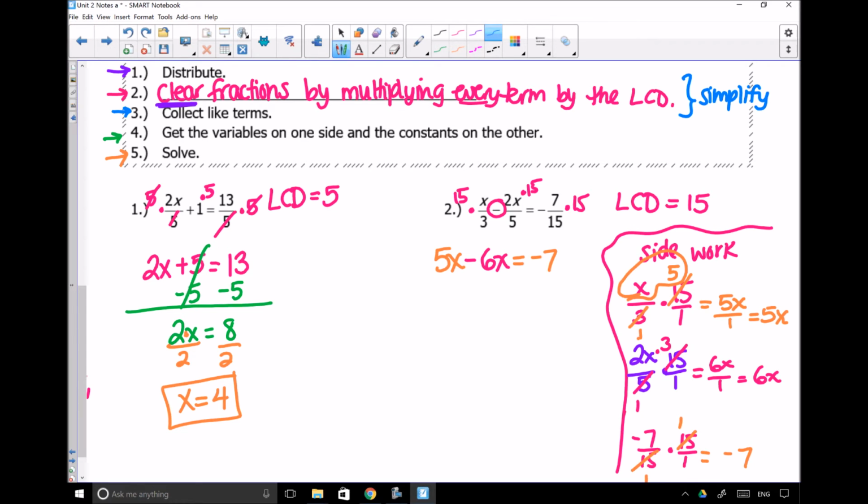So step 3 is to collect like terms. Well, 5x and minus 6x are like terms. Let's go ahead and use the scoreboard. Team positive won the 5 points, team negative won the 6 points, so team negative won by 1 point. So I can say that this is negative 1x is equal to negative 7. Okay? Once I've done that, I only have variables on the left side and constants on the right side. I can just divide both sides by negative 1. And once I divide by negative 1, I end up getting x equals just plain and simply 7.